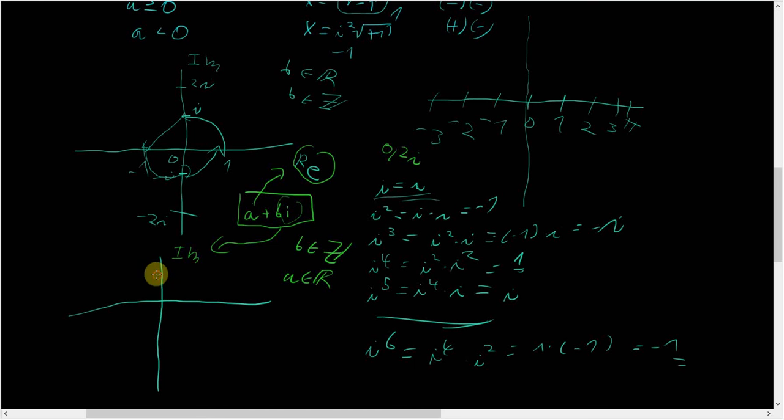Now, how does this look? This is i, and this is -i, and this is a. Then a plus 1 times i, so 1 is the b, is this point. You could also graph it as a vector. And what happens when this is negative? So a minus 1 times i is this point.